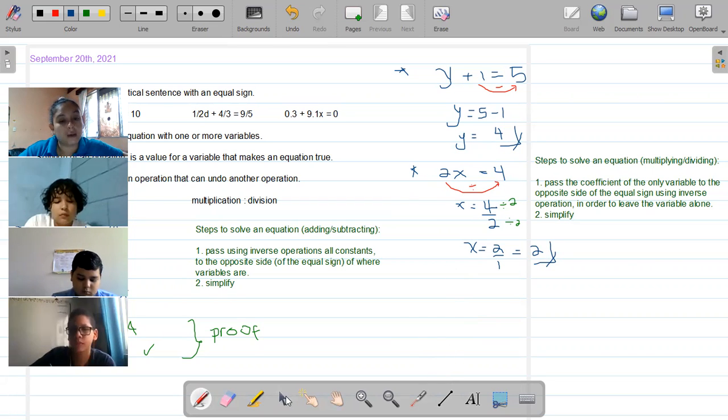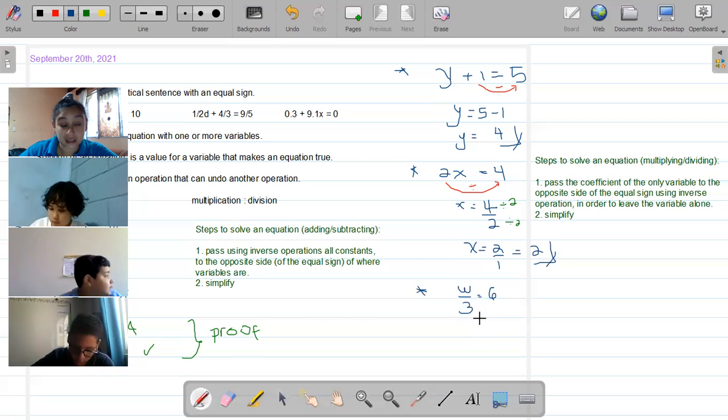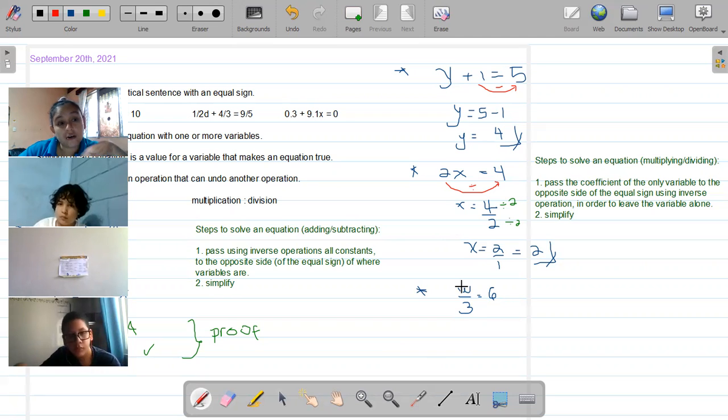Now, the very last one that we're going to do today is when we are dividing. So for example, I have W over 3 is equal to 6. W over 3, that is a division. How do I know? Because I told you that fractions are divisions. So I'm just going to pass the number, the coefficient. The denominator 3 is the coefficient of the W. We're going to see later on how to do that in a different way, but not today. Today we're just going to see this part. So we got W divided by 3.